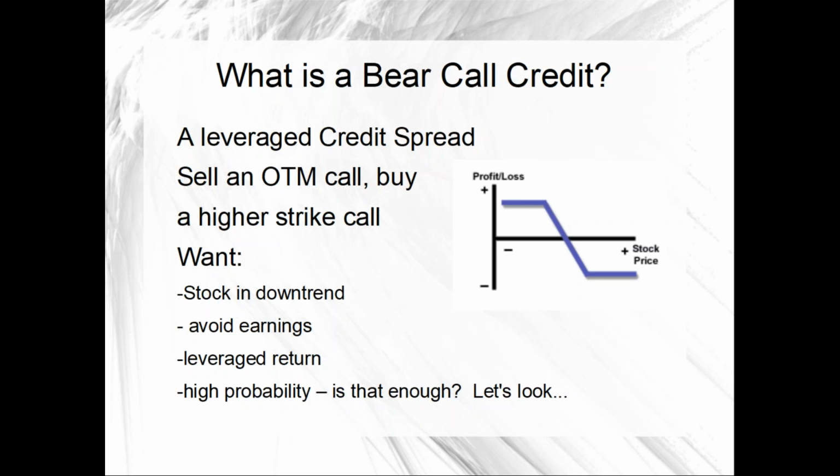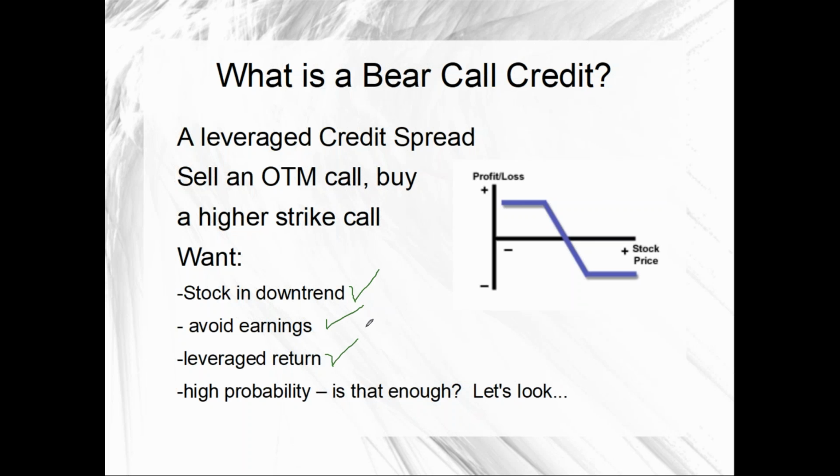You can see here by the profit and loss chart, what is the sentiment and expectation? Well, it's a bearish strategy. Stock price might be here. I'm going to sell this out of the money call and buy a higher call. Naturally, we see the profit is if the stock stays the same or moves down in price. So what do I want? I want a stock that's in a downtrend. I want to avoid an earnings surprise. I don't want to see earnings between now and expiration.